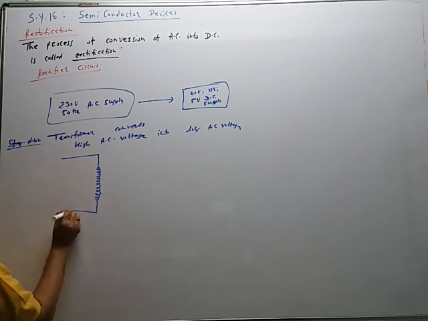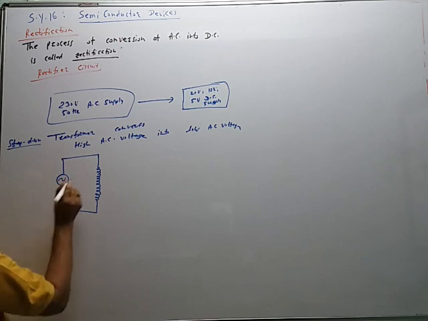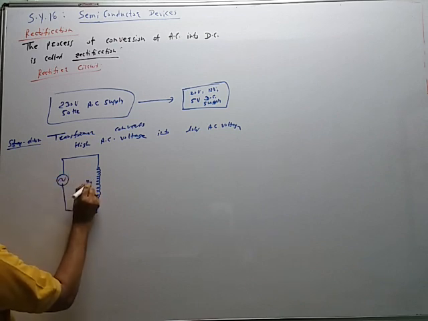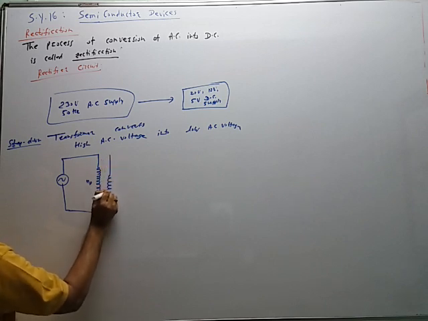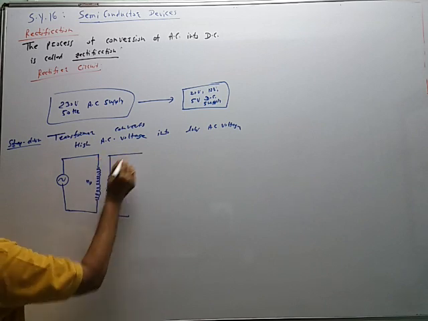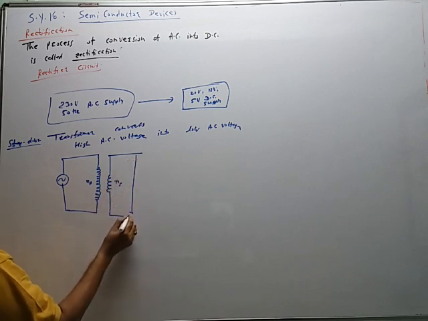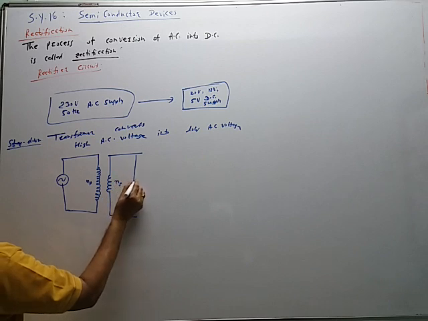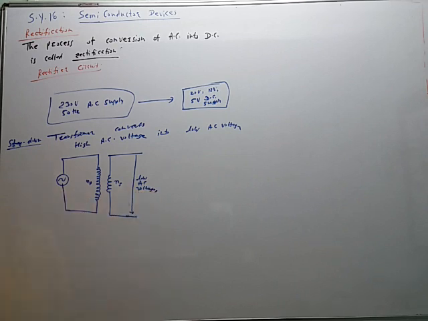Primary has large number of turns. This is the AC generator. This primary has number of turns NP. Secondary has less number of turns NS. So across this we will get the low AC voltages. Low AC voltages are produced. Now this one purpose is solved.